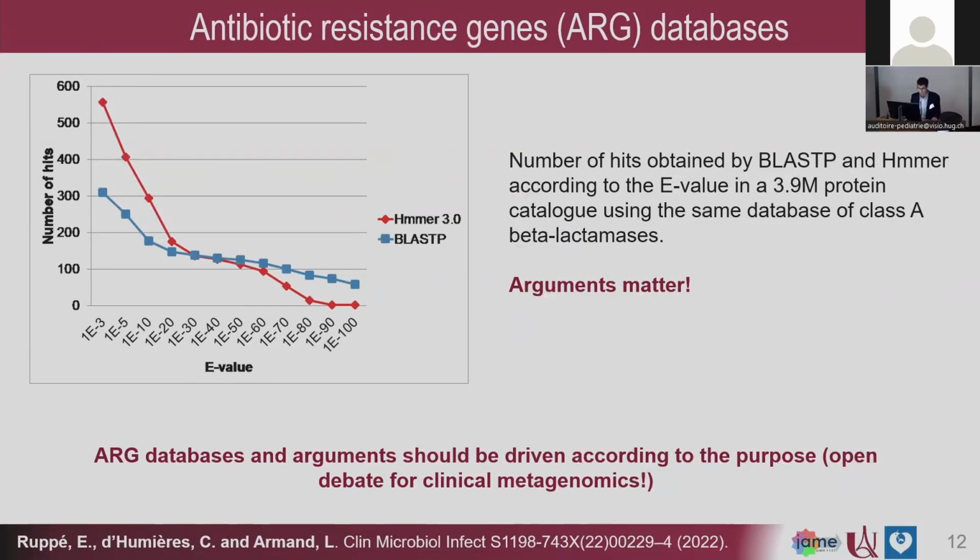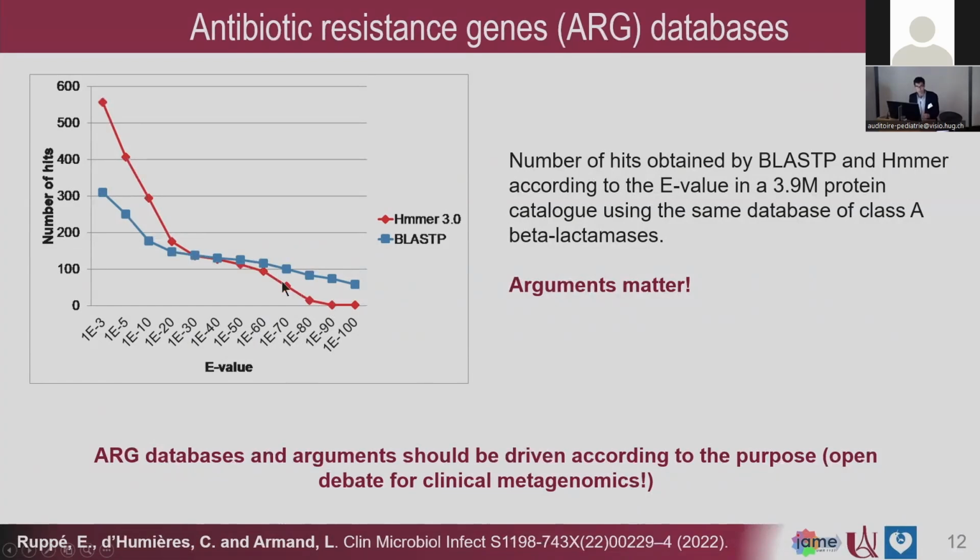I'm showing here the search for class A beta-lactamase encoding genes in the gut microbiota catalog of genes. We tested the number of hits of the lactamases we got according to the E-value. E-value is a parameter for sensitivity. The higher it is, the more sensitive you are, but less specific. The risk of false positives is important. And the lower it is, the risk of false positives is very low, but you have a lower sensitivity. And you see here it's just perfectly continuous, that the more sensitive you are, the less specific you are.